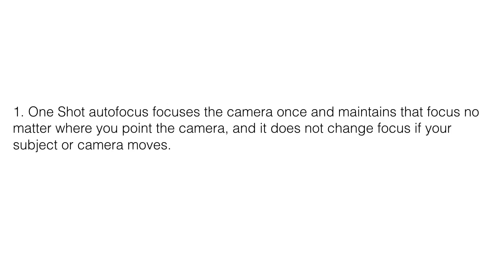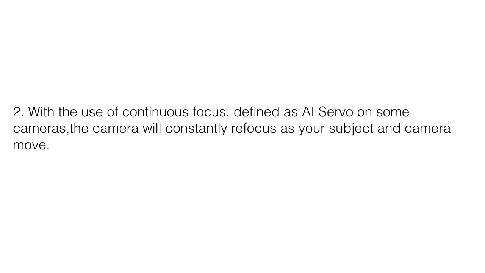One-shot autofocus focuses the camera once and maintains that focus no matter where you point your camera, and it does not change focus if your subject or camera moves. But with the use of continuous focus, defined as AI servo on some cameras, the camera will constantly refocus as your subject and camera move.